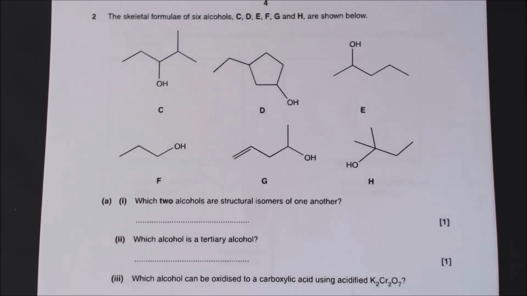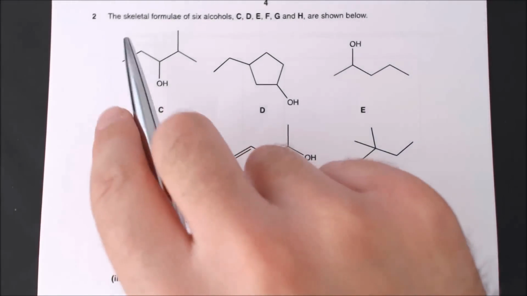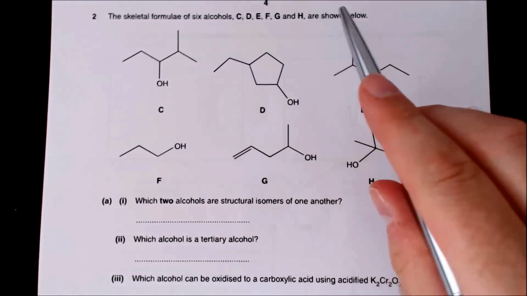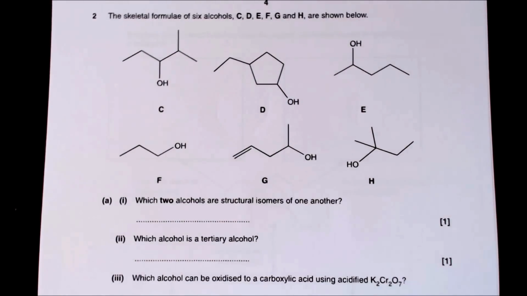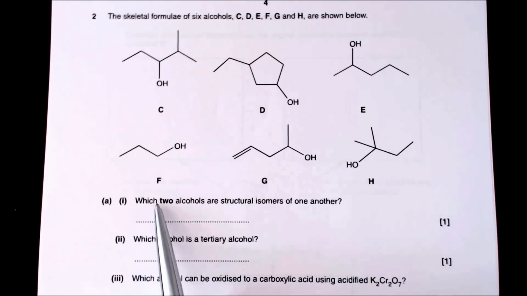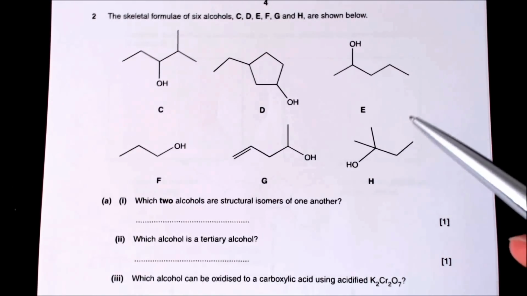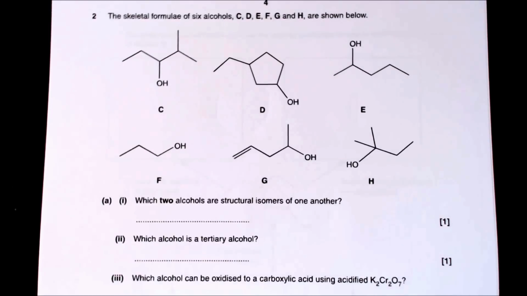Okay, so this is question 2, and it starts by saying the skeletal formula of 6 alcohols C, D, E, F, G, and H are shown below. You can see they've given us a range of different alcohols. So it says which 2 alcohols are structural isomers of one another. So we need to show obviously the same molecular formula, but they are structured differently.